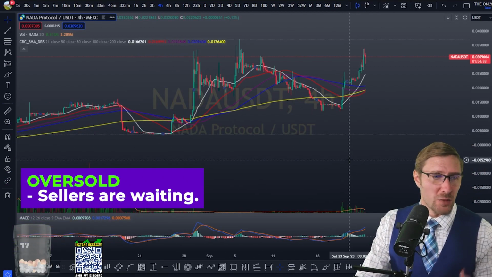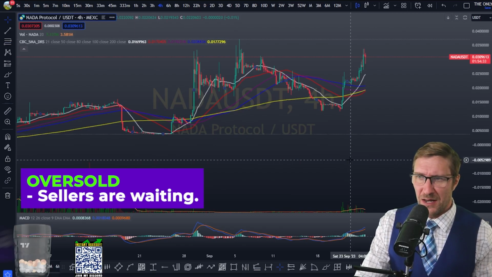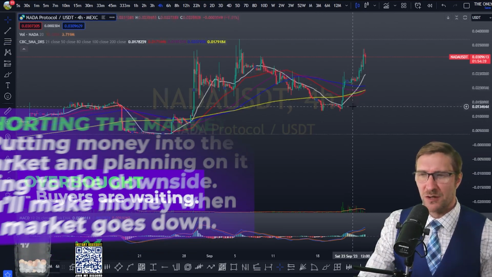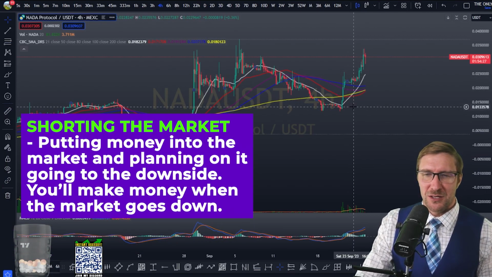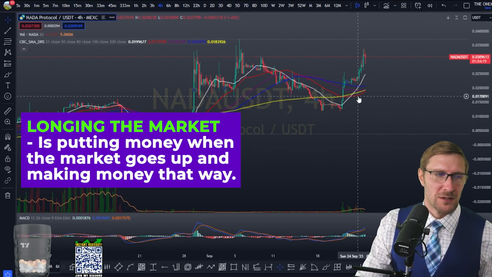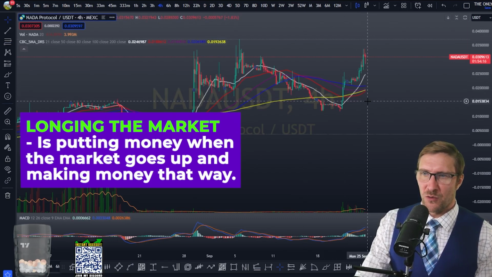Oversold means you would like to open up a long. That means the shorts, the people who are selling, are falling off, like the sellers are waning. Overbought means the buyers are waning, and it's a good time to get into a short. Shorting the market is putting money into the market and planning on it going to the downside. You'll make money when the market goes down. Longing the market is putting money in when the market goes up and making money that way.